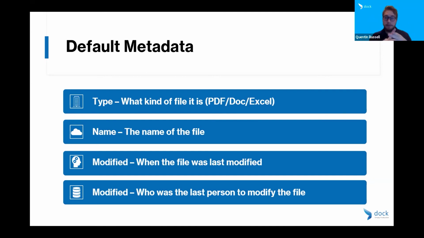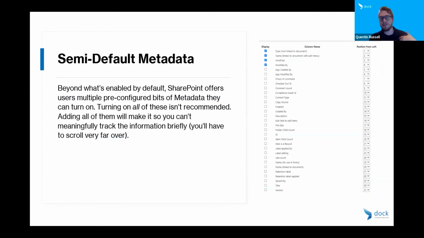Then you have the name, so the actual name of the file. And then you have modified, so when was the last time it was modified? And then finally modified by, so who was the last person to modify it? By default, this can let you know recent activity, but it doesn't really tell you more than that. Now, beyond that, there are some semi-default metadata tags that SharePoint pre-configures for you.